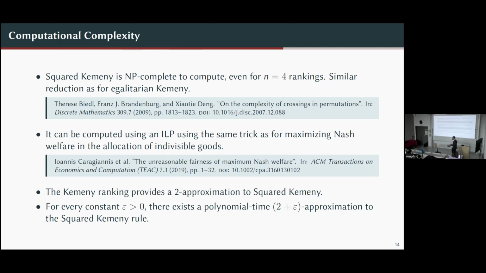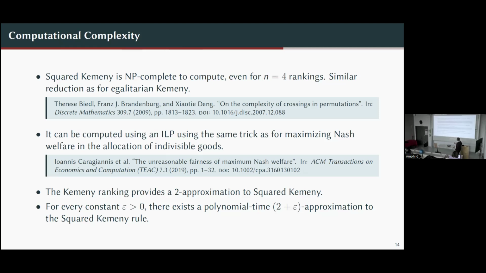What's the trick? We have this squared objective function. We can just approximate the square function as piecewise linear. We can make all the pieces have length 1, because we're only evaluating the square function at integer points. Also, the distance between 2 rankings is always an integer, and so that's completely exactly correct if you do it like that.